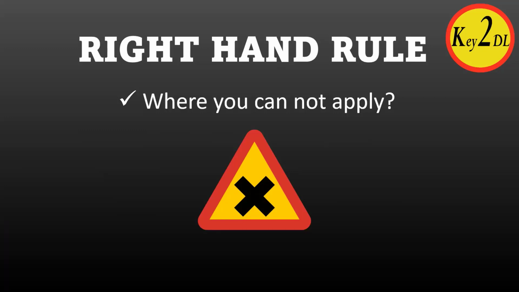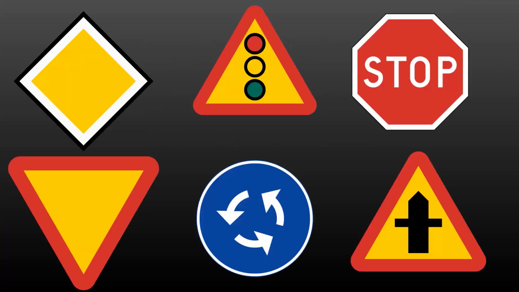But let me go to the first step: where the right hand rule does not apply. Let's see where it doesn't apply. These are the signs you need to remember or put in your head. The first one is the priority road sign. When you see this priority sign, you just have to be confident and go straight. You don't have to care whether other people are coming or going, though it is safer driving, but you have to be confident.